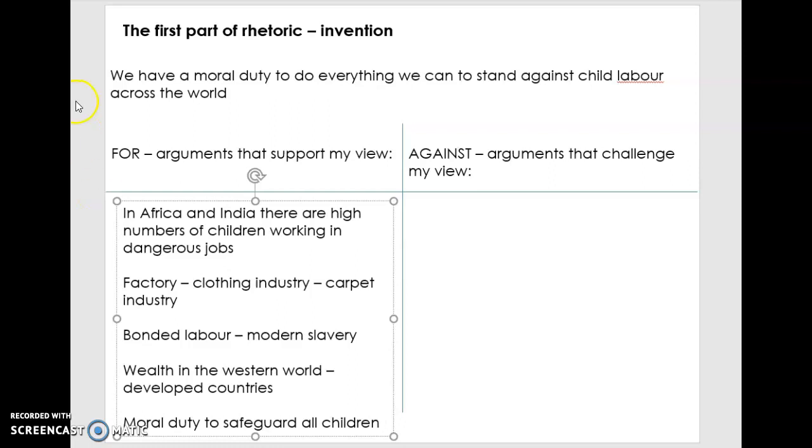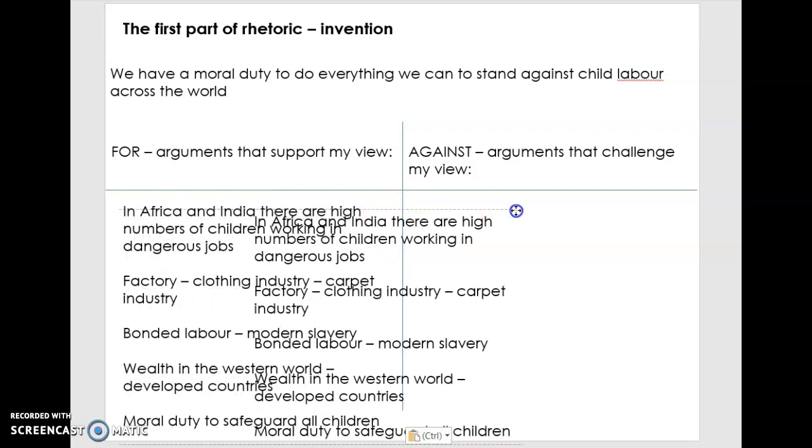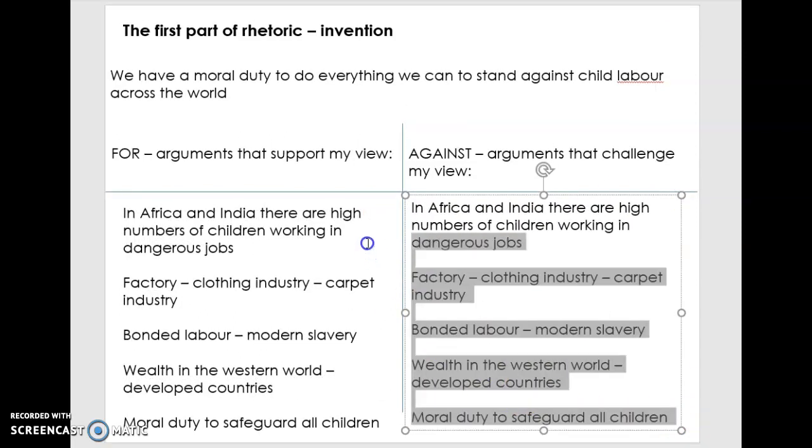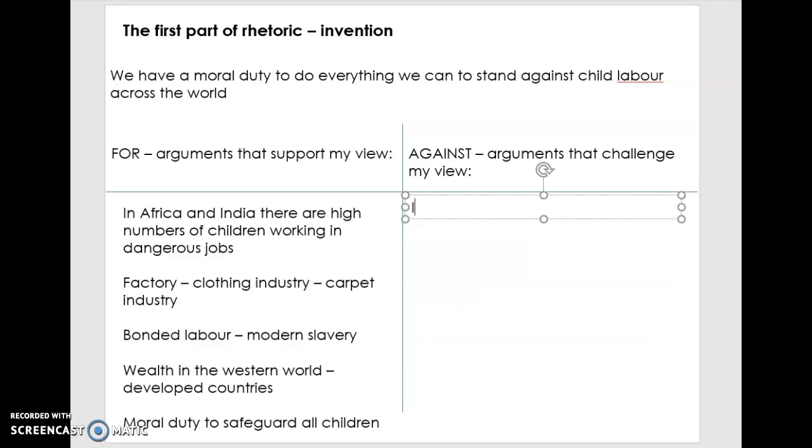So as you can see, all I've done is jotted down 5 ideas about why I feel so strongly about ending child labour. The next thing I do then is exactly the same, but I do it in the against column. So now I'm trying to put myself in someone else's perspective. Somebody who doesn't agree with me, who doesn't think that we have a moral duty to stand against child labour. What reasons would they give? Well, I imagine people would say things like, it doesn't happen in this country.